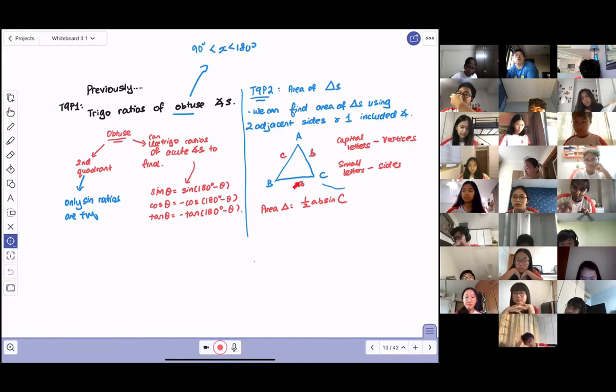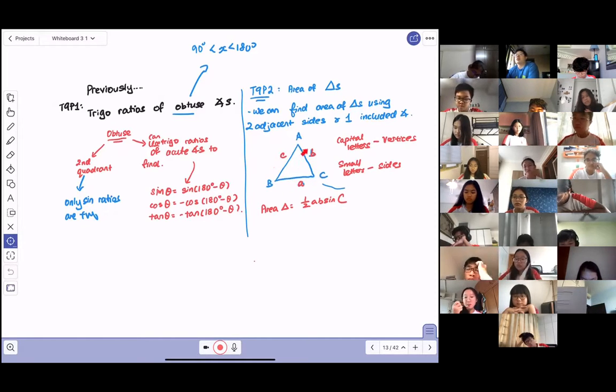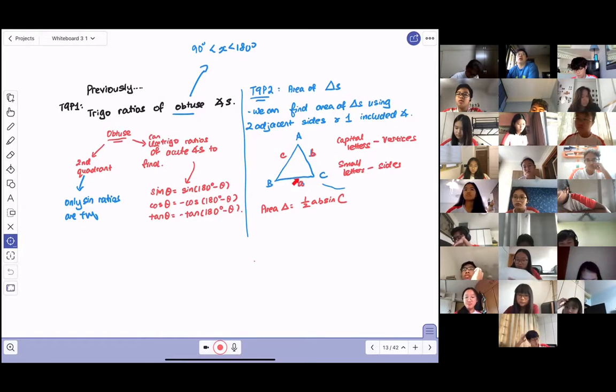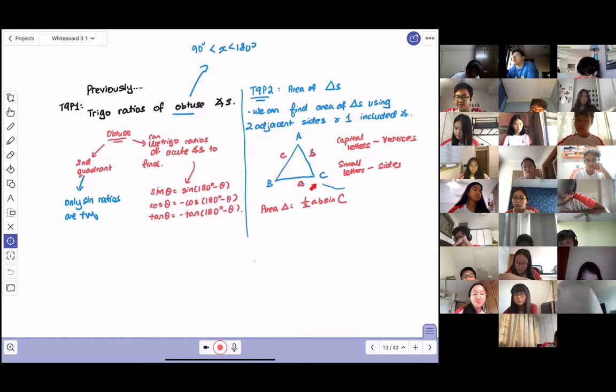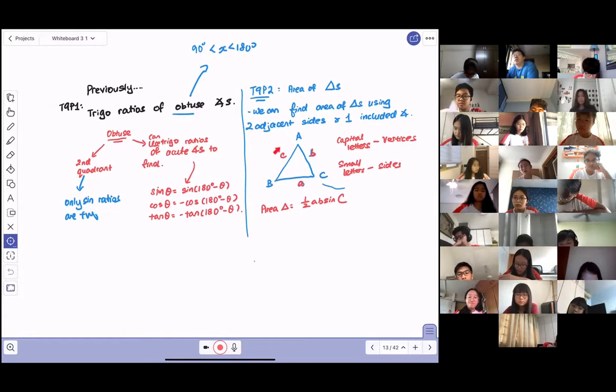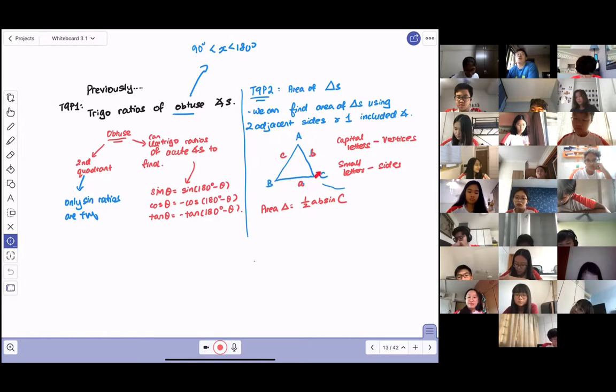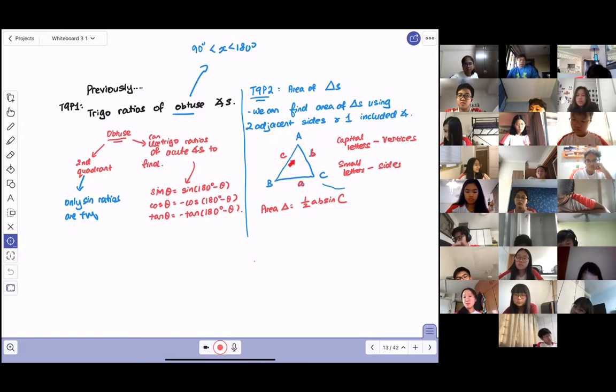Also the notation which I recalled the last time. Capital letters represent vertices, small letters represent sides, and the small letters are always opposite the capital letter. Small b is opposite capital B, small c opposite capital C. Just remember this notation because if not, the sine and cosine formulas all use this, and it may be a bit confusing. So do remember the capital letters represent angles, small letters represent sides.